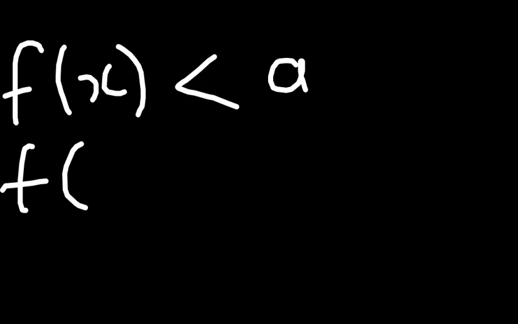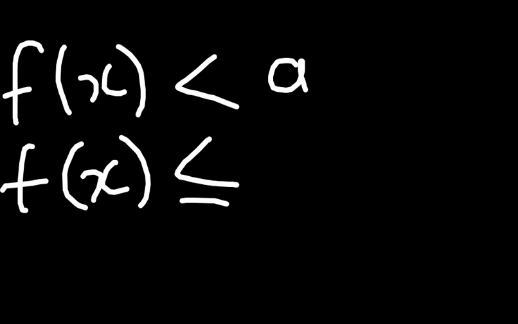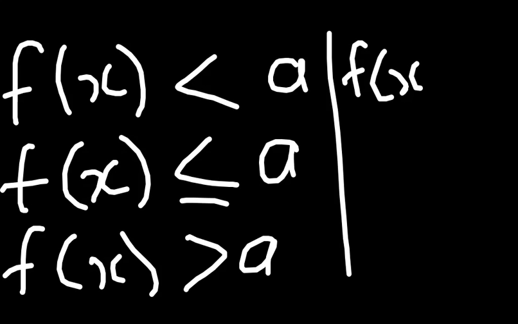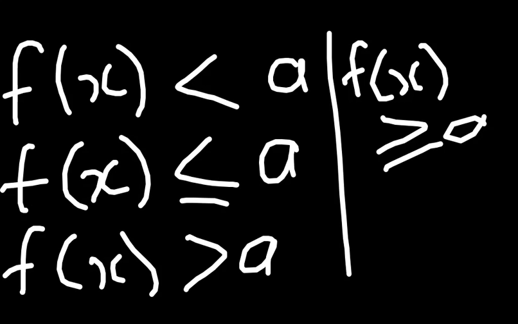So, for example, if we have a linear function, something like this: f of x less than a, or f of x less than or equal to a, and you can have the same thing with f of x greater than a, or let's say f of x greater than or equal to a. Now these are examples of your linear inequalities.